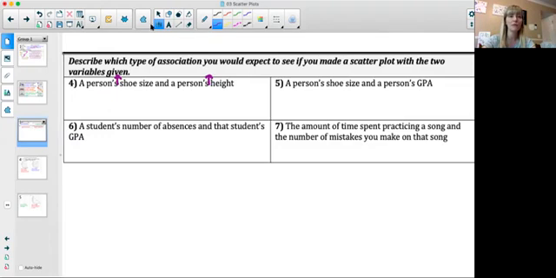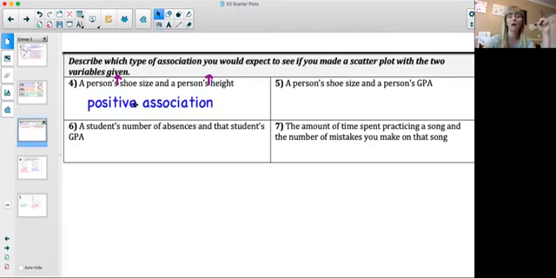The point is they're moving in the same direction, so that's what we call positive association. As one increases, so does the other one. If I gathered a whole bunch of data about people's shoe sizes, paired up with their height, I could put it in a table, I could plot it on the coordinate plane, and I would see a general upward trend, shoe size and height. Okay, let's look at the next one.